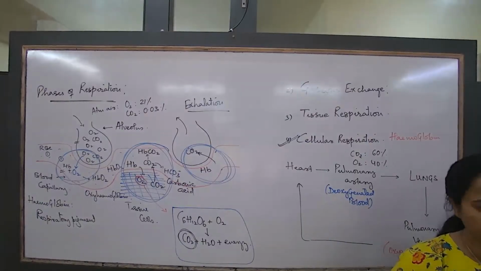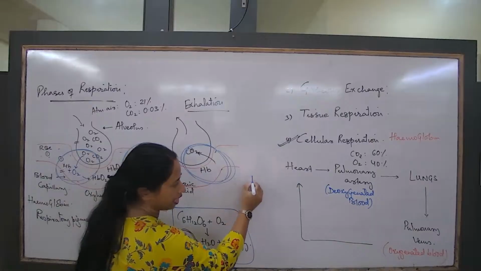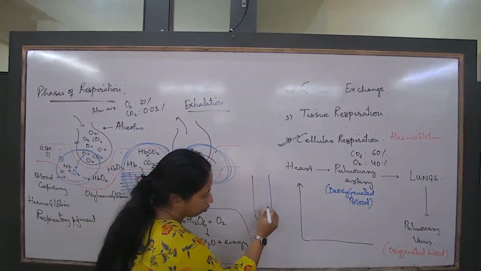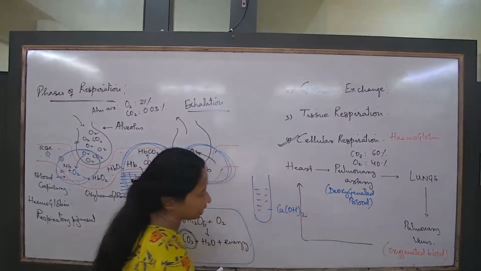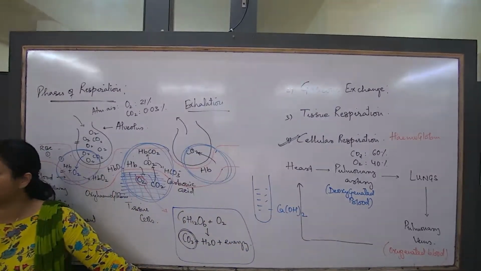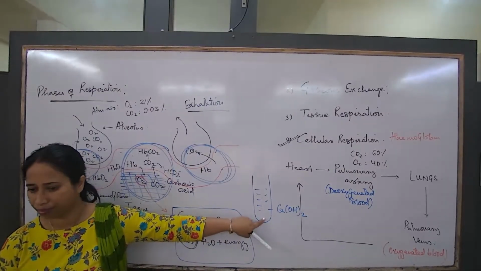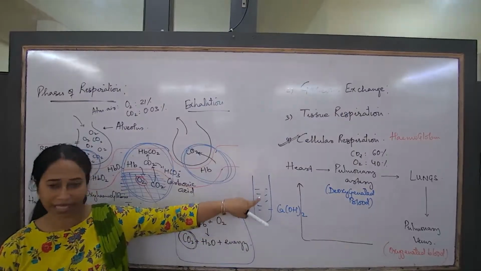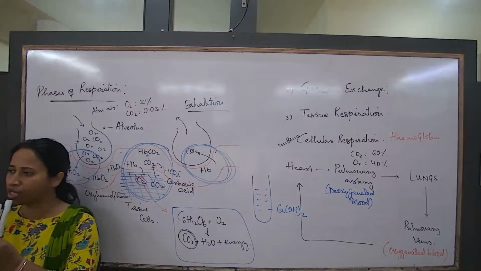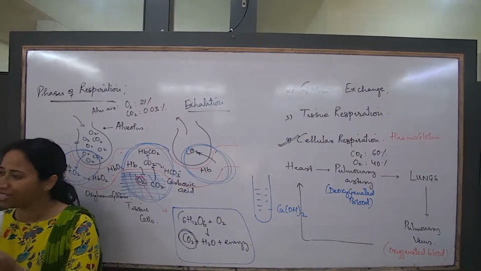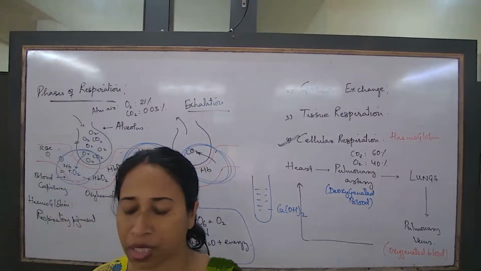A very simple activity. We take a test tube, and in this test tube we take lime water, whose chemical composition is calcium hydroxide. This lime water is transparent. You take almost 3/4 of the test tube. The entire liquid is colorless and transparent. What are we doing now?